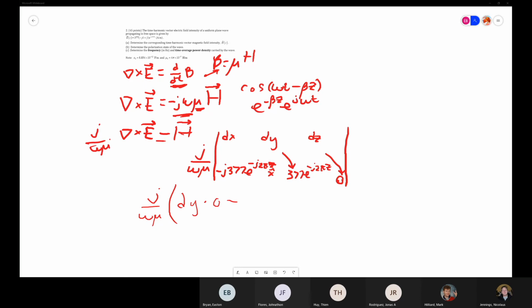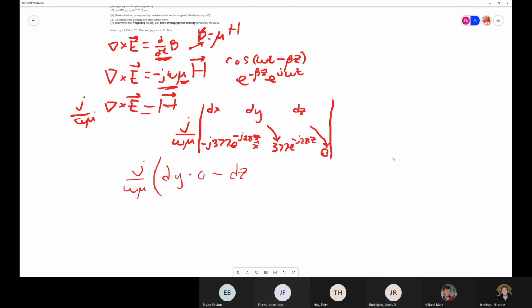So you're covering up the x components when you're getting the x component, and you're taking the left diagonal, dy times 0, and then you subtract the right diagonal. So you're just multiplying by the determinant of what you have left. dz times negative j377 e to the negative j2 pi z, and that's just the x component of your cross product. So then you do the same.